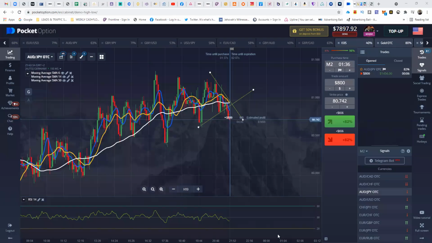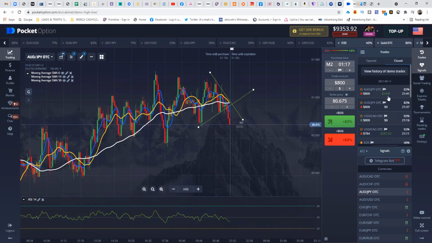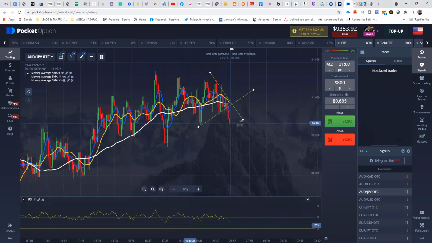All right, so we got 5 seconds left. Let's get it. So we made 600 and let's see. Yeah, about $656. So that gave us a $1,456 profit. So we made $656 off of this trade, and price truly took a dip like we thought.